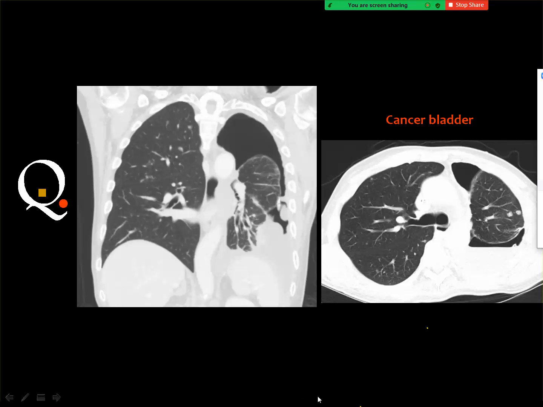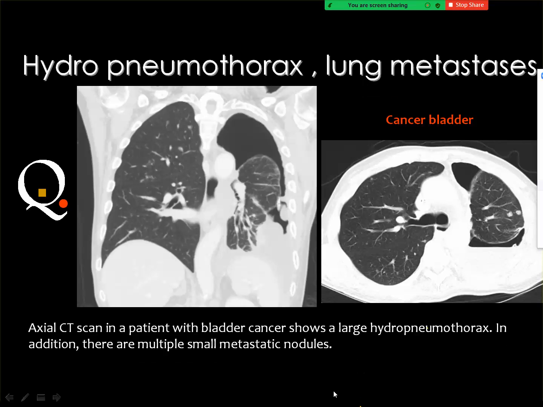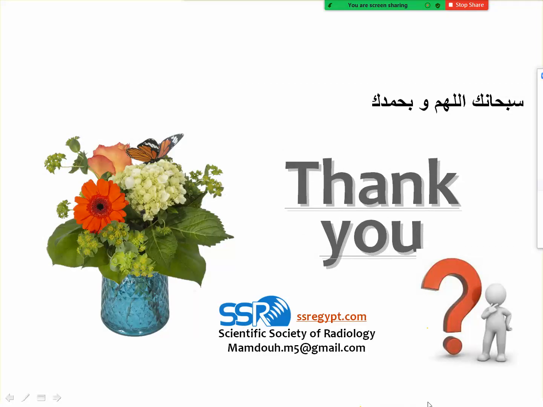Pneumothorax, no. Hydropneumothorax, yes. And Mets, yes. You got nodules in the lung. These are metastatic deposits. You got hydropneumothorax as well, and this is the right answer. Hydropneumothorax and lung metastasis.